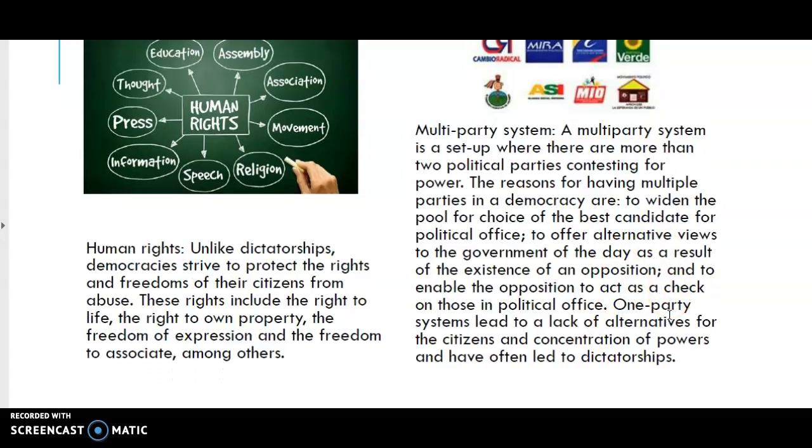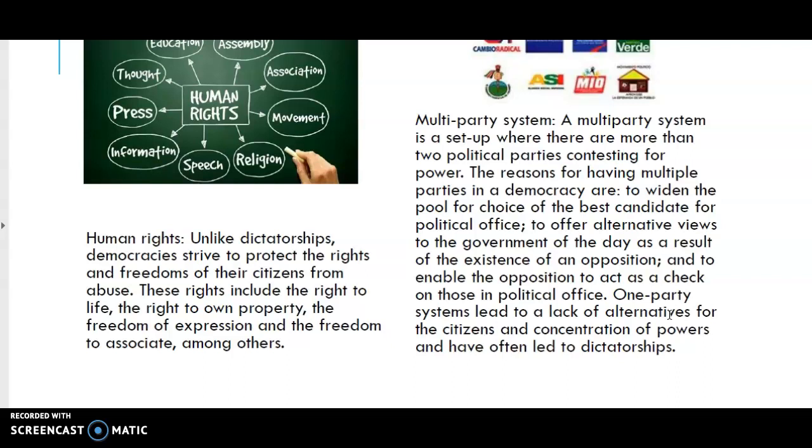Okay? So one-party systems lead to a lack of alternatives for the citizens and a concentration of power that often leads to dictatorships. If we only have one point of view and we have only one political party who is supporting the decisions of, for example, the president, usually that can lead to a concentration of power and eventually to a dictatorship.